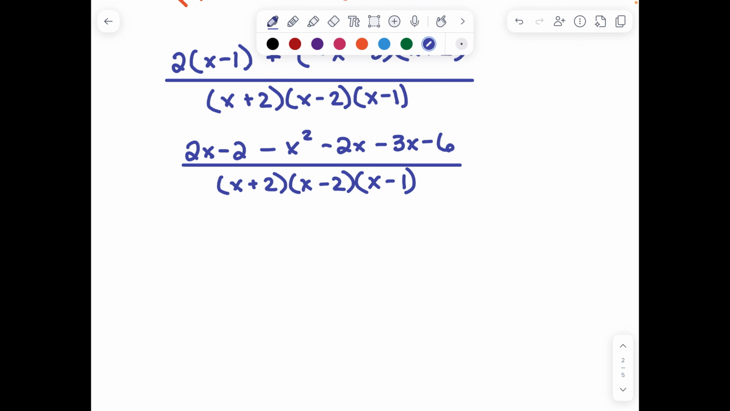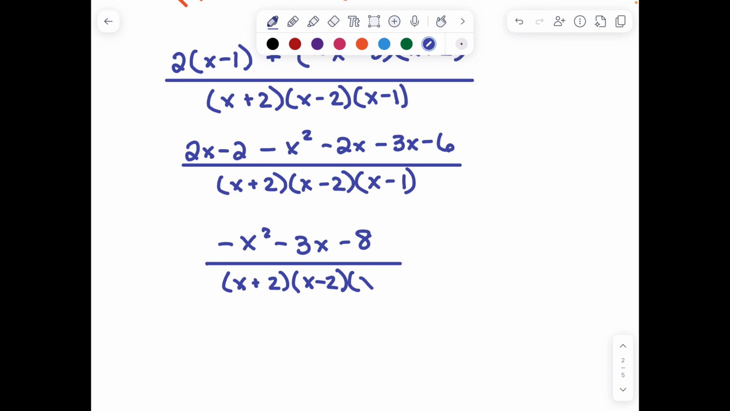Now I'm just going to go ahead and combine like terms in my numerator. So I'm left with negative x squared minus 3x minus 8 all over x plus 2 times x minus 2 times x minus 1. I cannot factor that numerator, so we are done. And then we just have to put in our restrictions. So x cannot equal plus or minus 2, or x cannot equal 1.